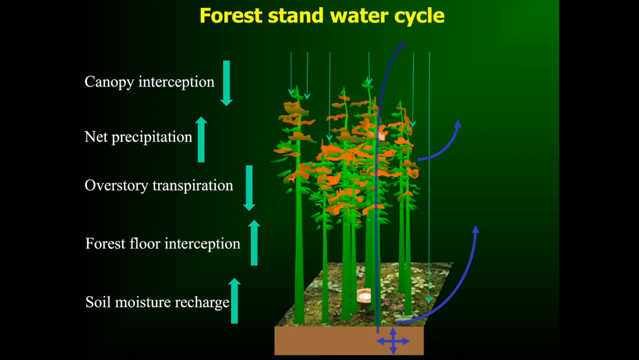We will have dead trees, so we will have a decrease in the transpiration component on a forest or stand basis. And of course, because more water is reaching the forest floor, we will have an increase in the water being lost as interception, and presumably an increase in the water reaching the soil.